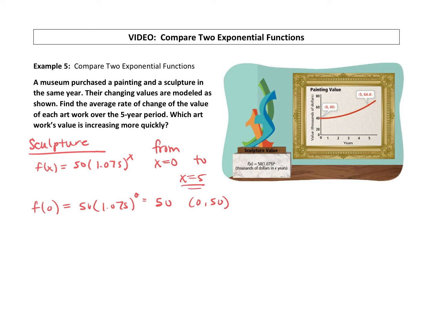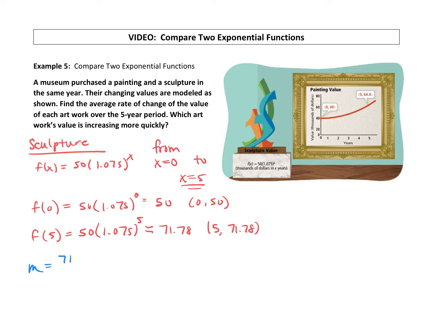That is just 50. So that ordered pair is 0, 50. Now, when x equals 5, let's see the value of our sculpture here. So f of 5 equals 50 times 1.075 raised to the 5th power. This is about equal to, we'll do a little bit of rounding, 71.78. So that ordered pair, the x was a 5, we got back a 71.78. Okay, so now we're going to find slope between those 2 points. Slope is our average rate of change.